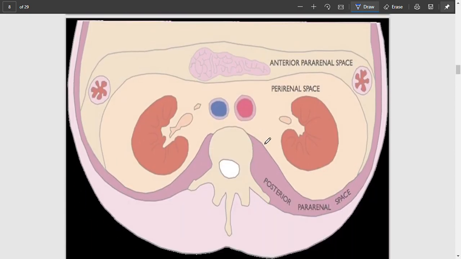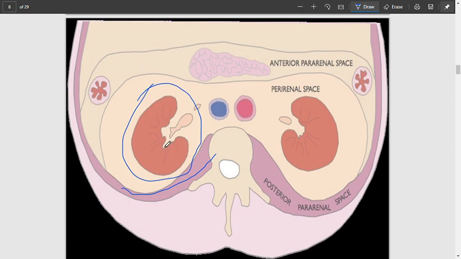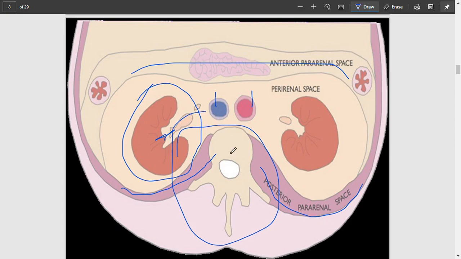And here is an incomplete view of the kidney. As you can see, here is the posterior abdominal wall, then here is the kidney lying. This is the hilum of the kidney, and there's the vena cava, and this is the aorta. This is the pararenal space lying next to the kidney, and this is the posterior pararenal space, and these are the vertebrae, as you can see.